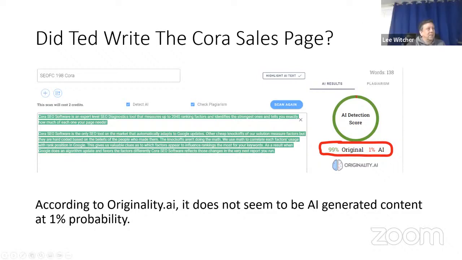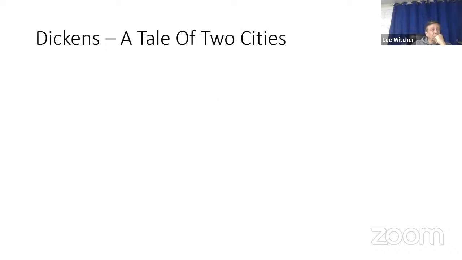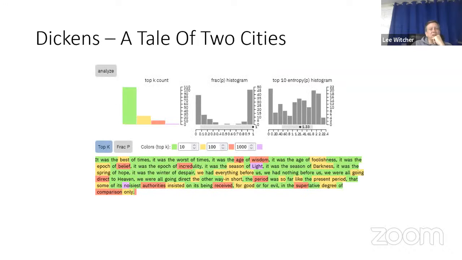Exactly. So here's the interesting thing. This is where I was going with this. If AI models are designed to mimic the training corpus, which they are, can corpus documents be mistaken as AI generated? And there was an example of this, so let me go down this rabbit hole. Let's start with some text. Dickens, A Tale of Two Cities. It was the best of times. It was the worst of times. What are we thinking? What do you think, Ted? AI written, not AI written?